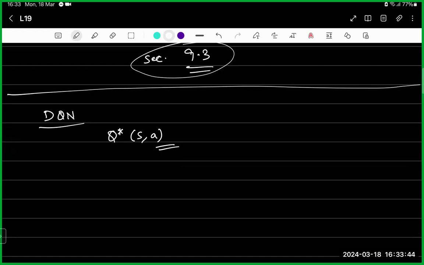approximation. So similarly, here we'll try to minimize some expected value of this thing. You will model the Q function using some weights W, and you will just try to minimize this error, okay?